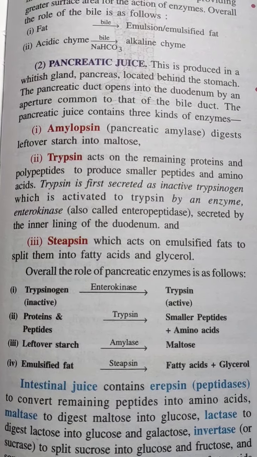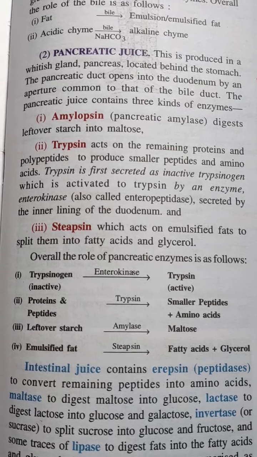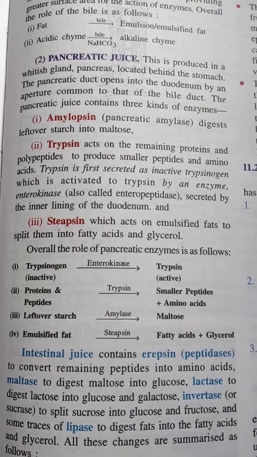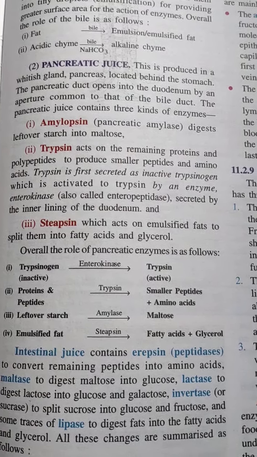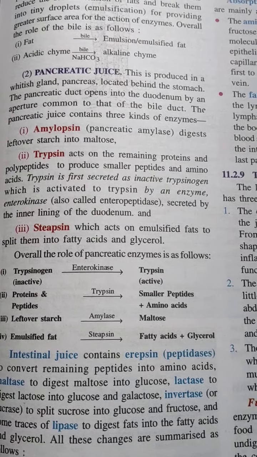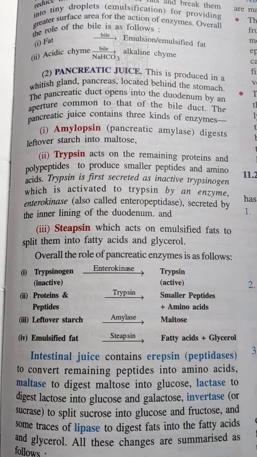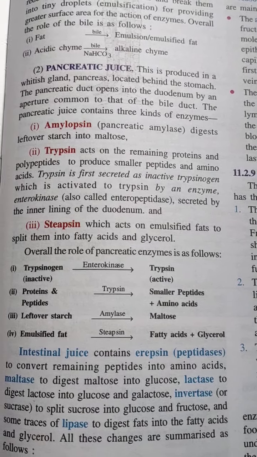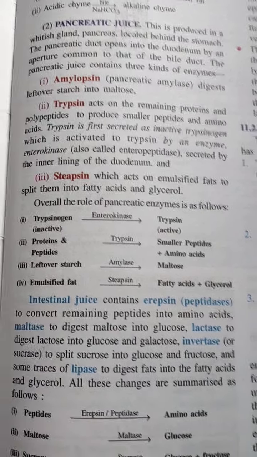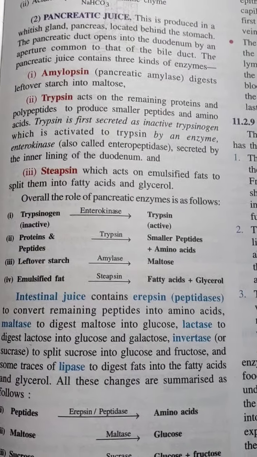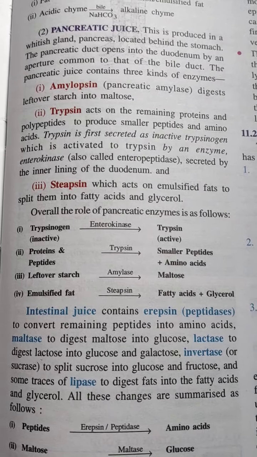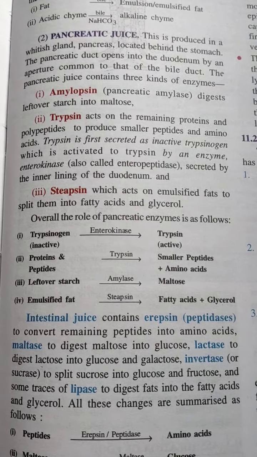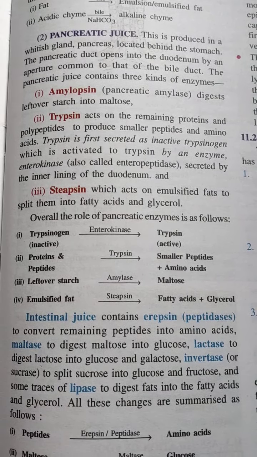Amylopsin, another name is pancreatic amylase, trypsin and steapsin. Again, as we have seen in case of pepsin previously, like that only, trypsin also, it is first secreted in the form of an inactive trypsinogen which is activated to trypsin by an enzyme known as enterokinase. So first of all, we'll go to the reaction and we'll see that trypsinogen is converted to trypsin with the help of enterokinase.